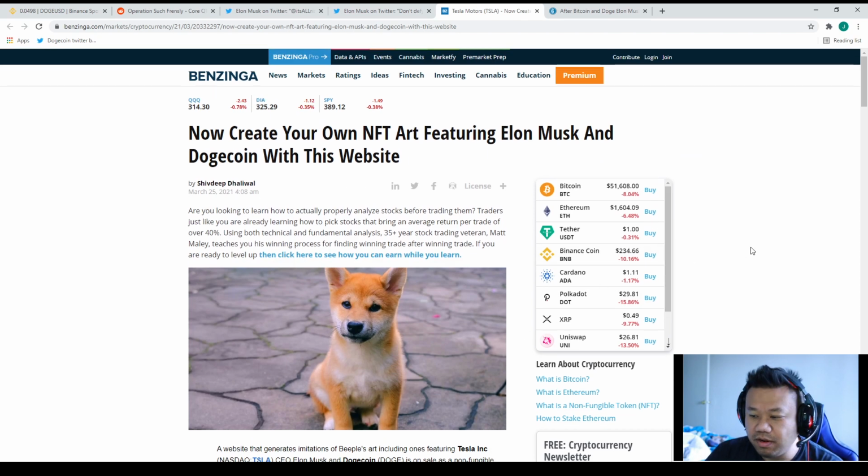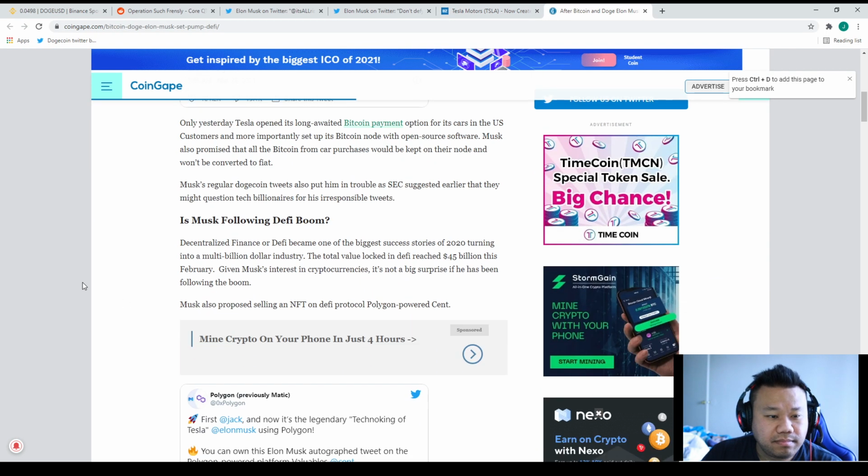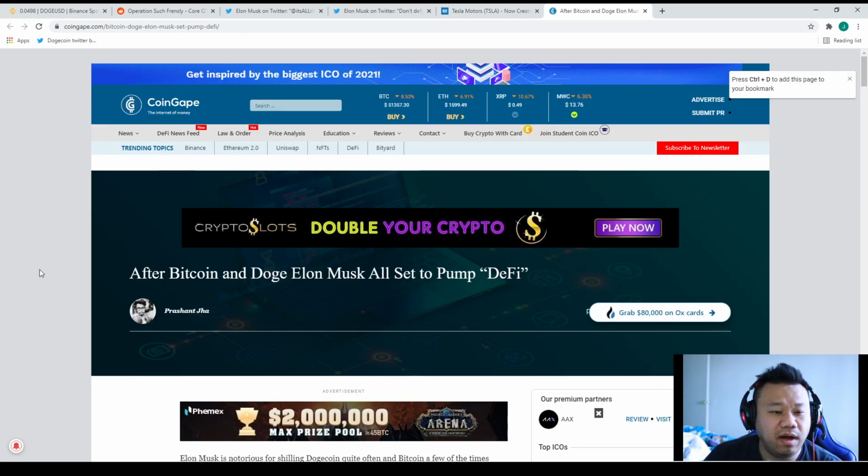So this article from Benzinga here. I'm not gonna read this one because it seems kind of redundant to other stuff I've already covered in the past. But here you go, this one's pretty good. CoinGape.com. The title says, after Bitcoin and Doge, Elon Musk is all set to pump DeFi.